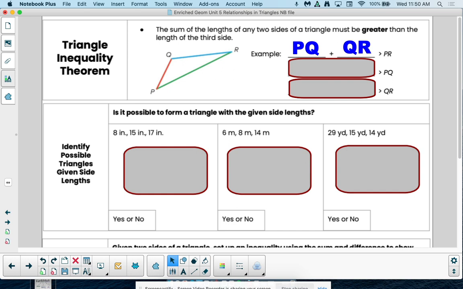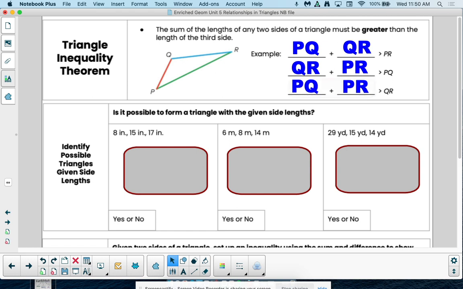Okay, what did you put for the second line? What's greater than PQ? PR. Beautiful. And the last one? PR, PQ. Is that okay? Yeah. But really, do you have to check all three? No. Which ones do you really have to check to make sure it's greater than the third side? The two smallest ones, right? You find your two smallest sides, and as long as they add up to be greater than the third side, you're good to go.